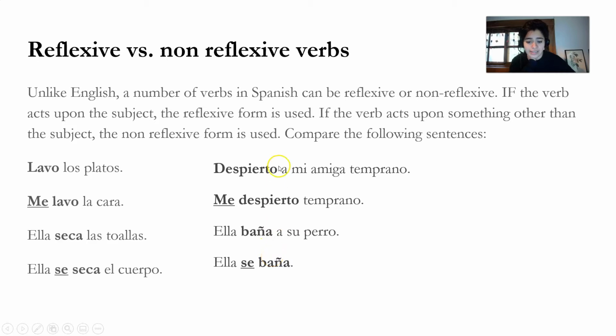So, as you can see, when there is a person or an animal that's receiving the action of the verb, you need a personal a. So the preposition a here, despierto a mi amiga. Ella baña a su perro. For example, if you want to say that she is drying her dog with towels, so you would say ella seca a su perro with las toallas.